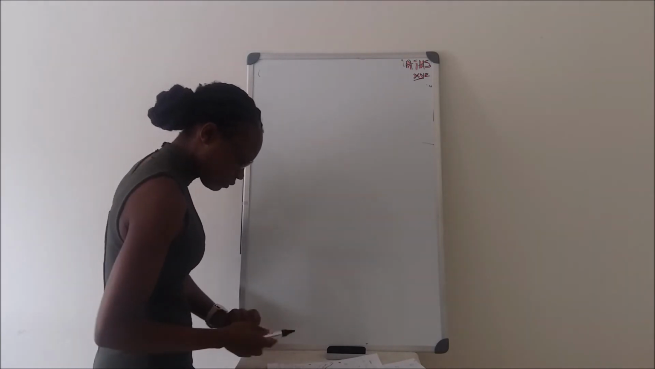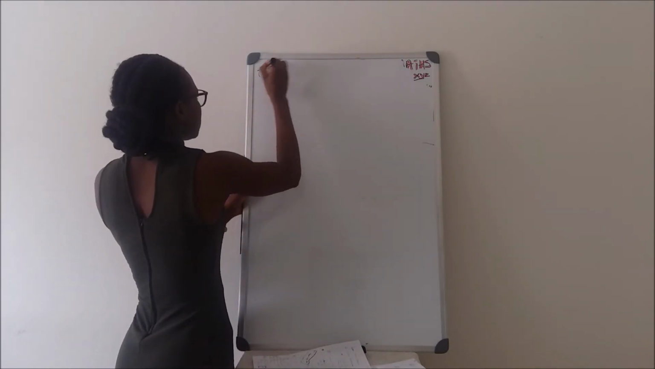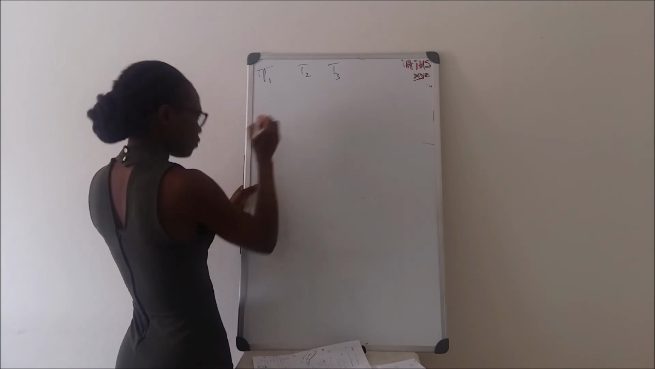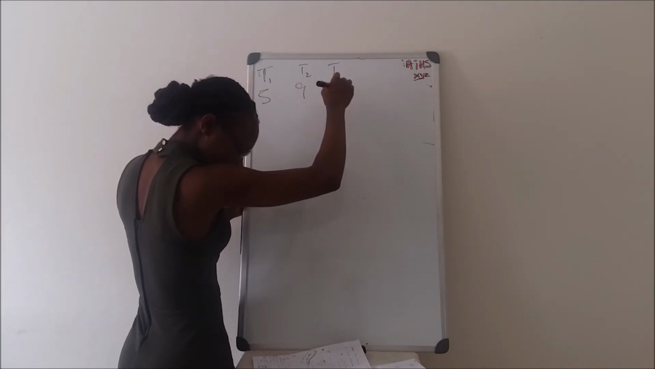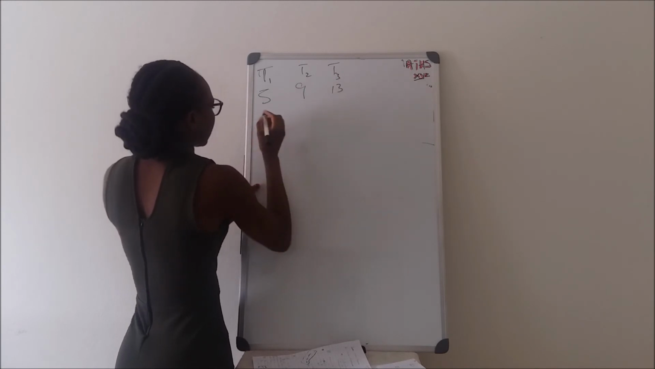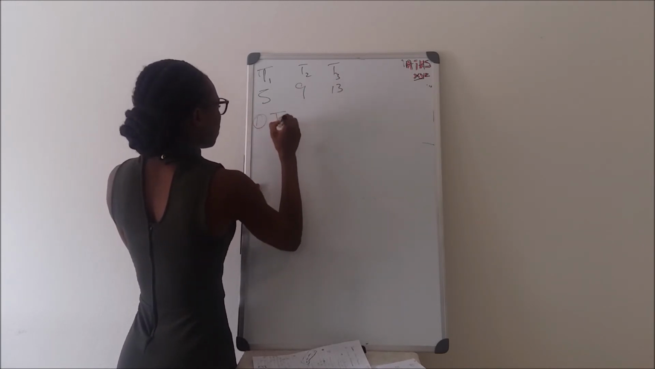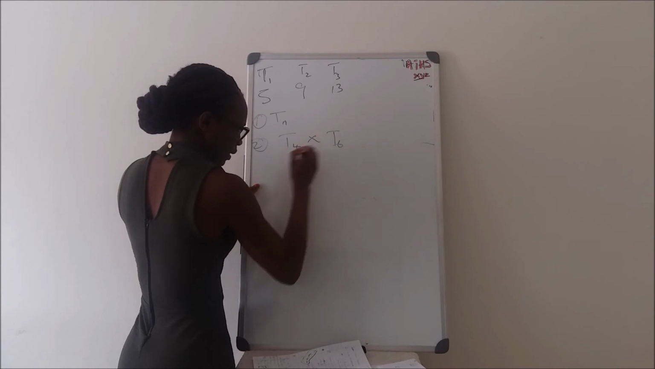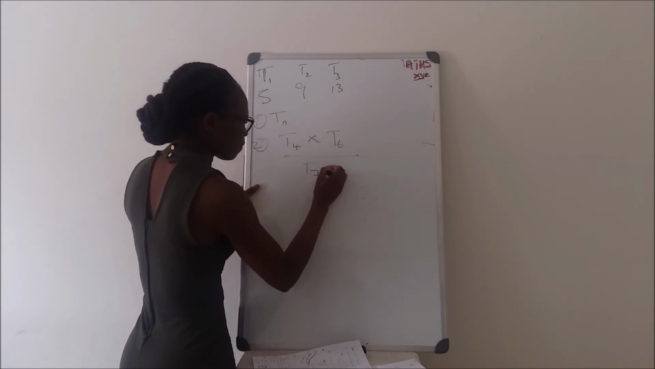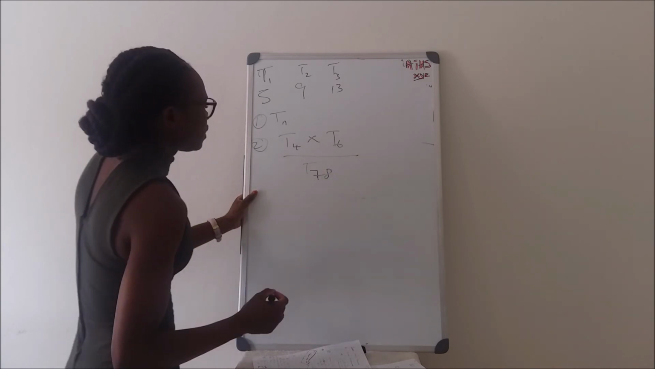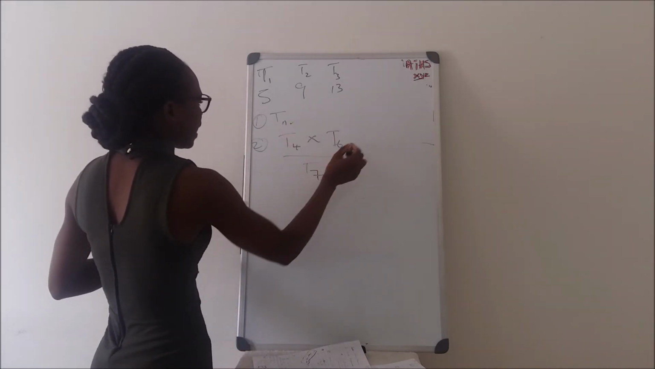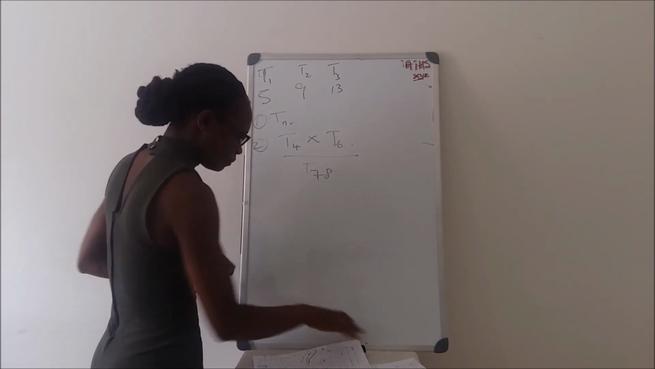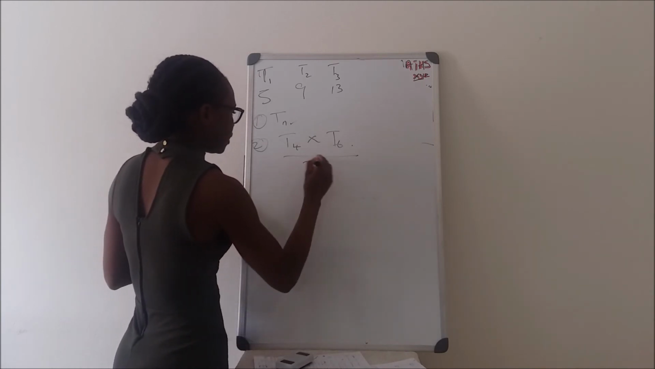Okay, this question here, we have an expression. This is T1, T2, T3. We have an expression 5, 9, and 13. The first question says we must find Tn, and the second question says T4 multiplied by T6 divided by T7. Alright guys, from this question here, we only find Tn and T4 multiplied by T6 divided by T7. Oh, sorry, it's T7.